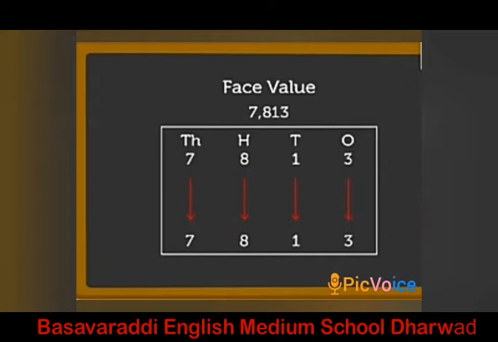Okay, in the face value column chart, the face value of 7 is 7 only. The face value of 8 is 8 only. The face value of 1 is 1 only. The face value of 3 is 3 only.